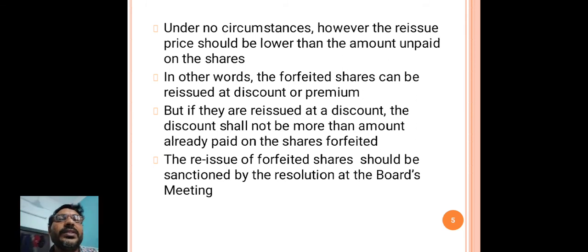The forfeited shares can be reissued at a discount or premium. But if they are reissued at a discount, the discount shall not be more than the amount already paid. The reissue of forfeited shares should be sanctioned by the resolution at the board's meeting.